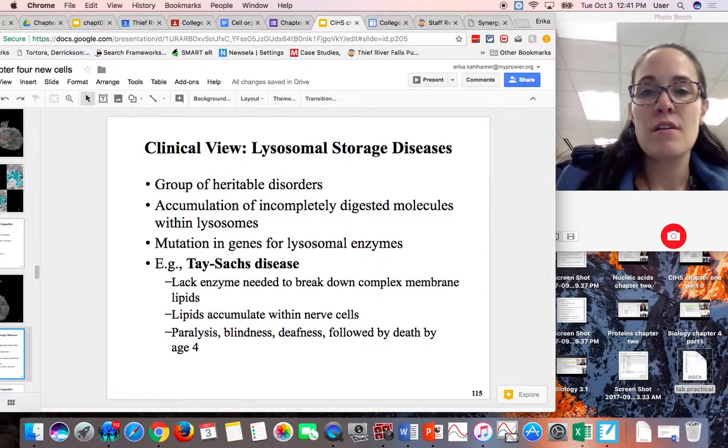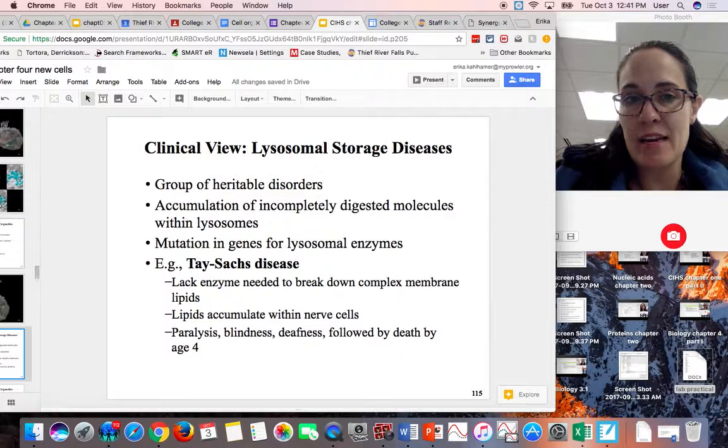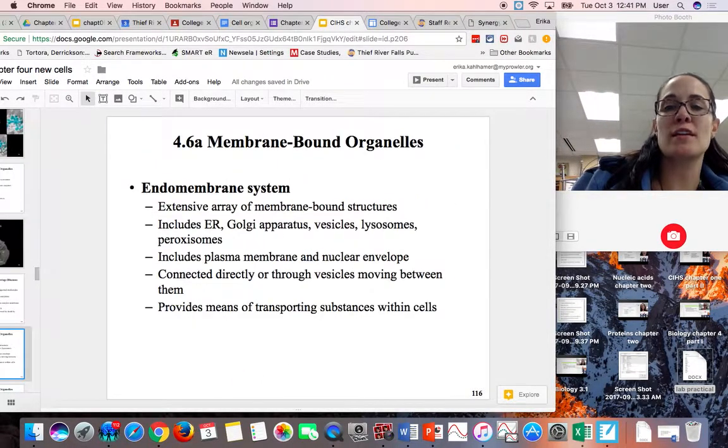Interesting to note is a disorder called Tay-Sachs disease. It's an inherited genetic disorder in which they don't have appropriate enzymes in their lysosomes, so they fail to digest lipids accordingly, and lipids accumulate in the nerve cells, causing the results of the disease: blindness, deafness, early death.